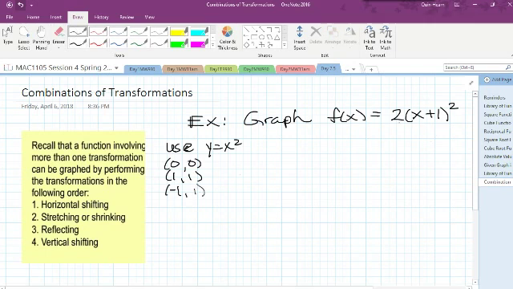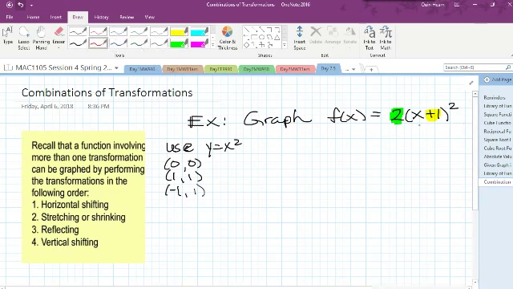Okay, now I'm going to identify what types of transformations I have. I have 2 differences between this function and just x squared, right? First of all, I'm adding 1 inside of the parentheses, and also I'm multiplying by 2 on the outside of the parentheses. So you have to know what kind of a transformation, what kind of an effect that's going to have.